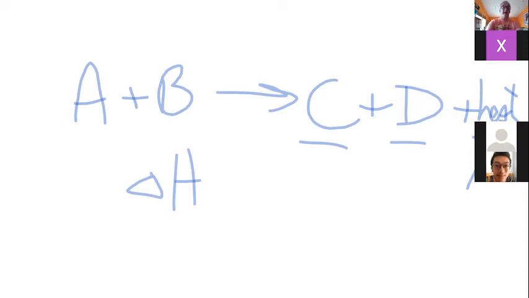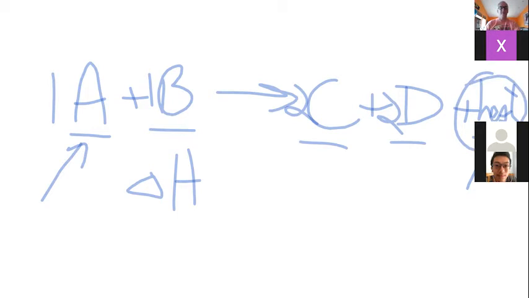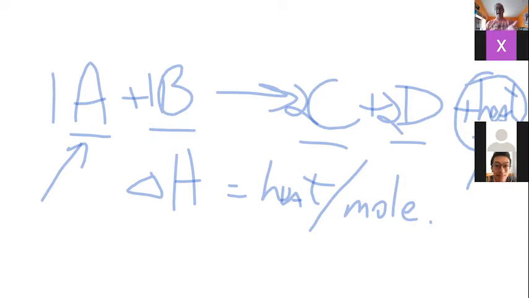And so this would be related to how many moles of A or B are being turned into C and D. So for instance, if this was 1A and 1B makes 2C and 2D, for every mole of A, we release this amount of heat. And so delta H, this capital H, means heat per mole. And so we can use this to calculate the amount of heat from a reaction. Like for instance, if I had 2 moles of A, I get twice as much heat.